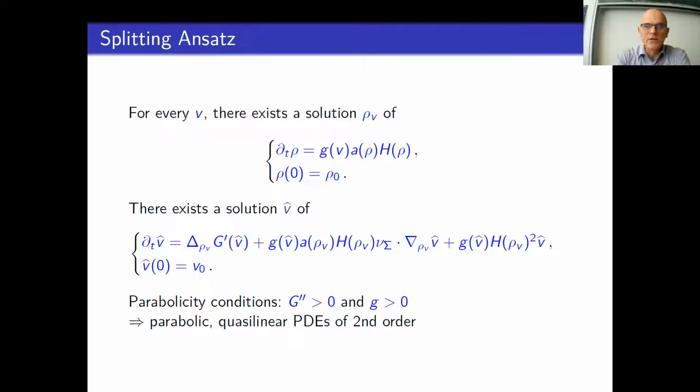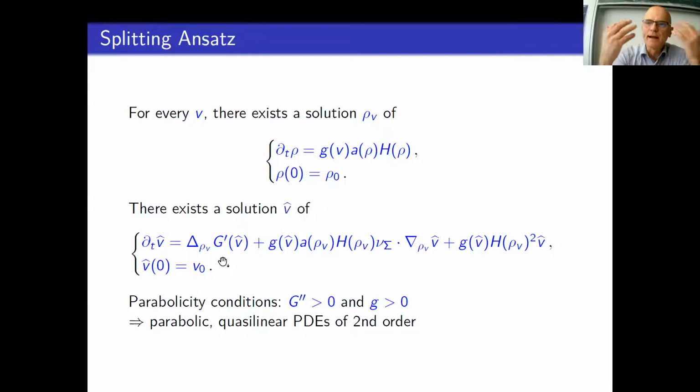So what we do is a splitting Ansatz. We first give ourselves a V. We compute a rho of V as a solution of this equation. Now we assume V be given. So this is like solving mean curvature flow, but now with an x-dependent forcing. So this one can do. And then I compute a solution V hat on a given evolving surface where the surface is defined by rho. So now I have an evolving hypersurface, and on this I compute the velocity.